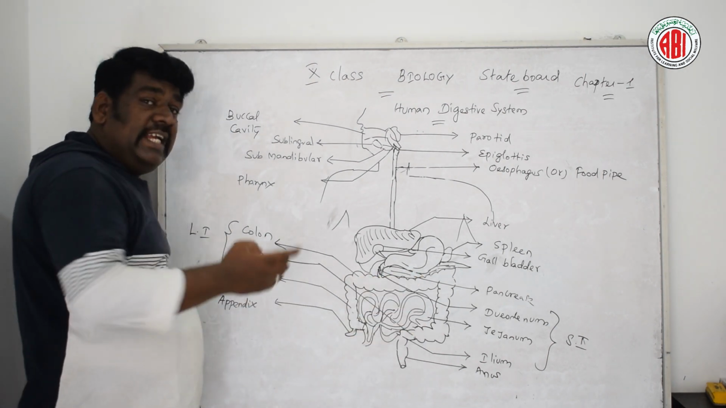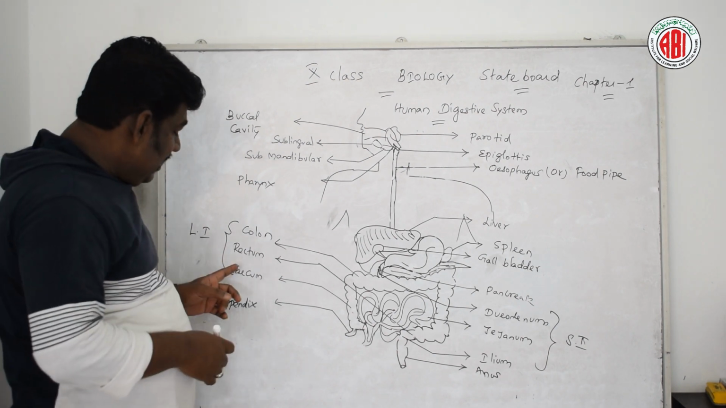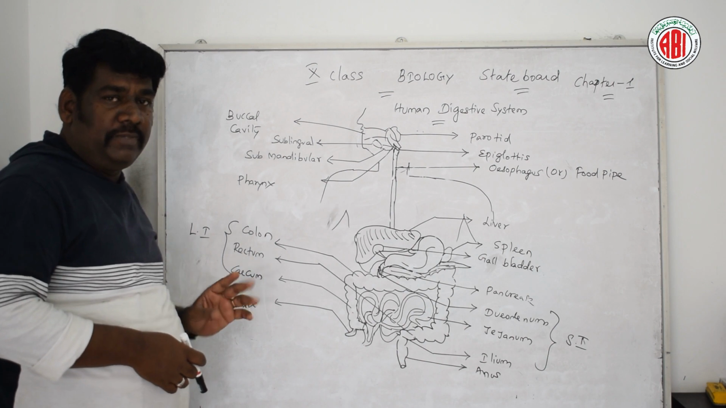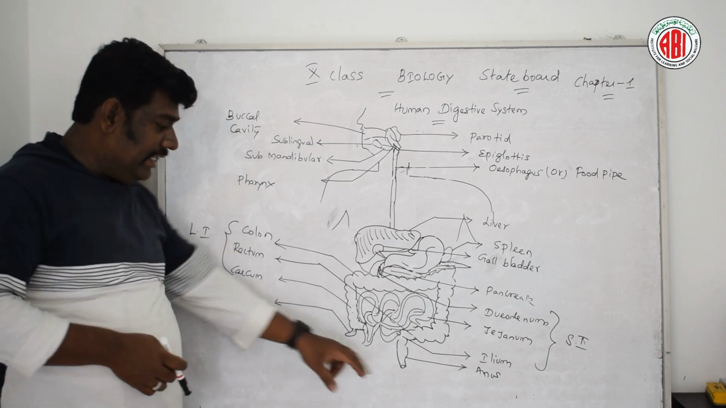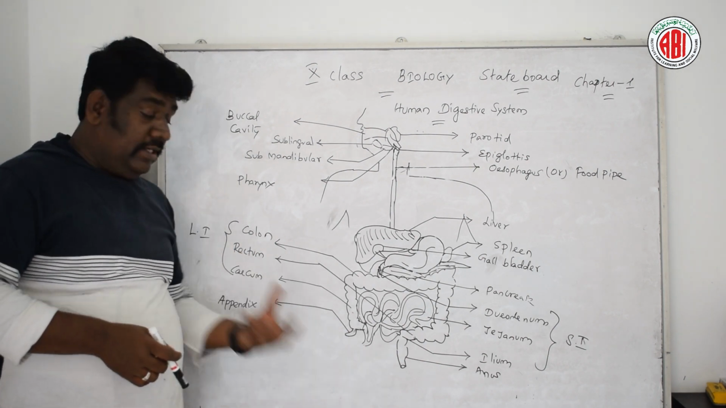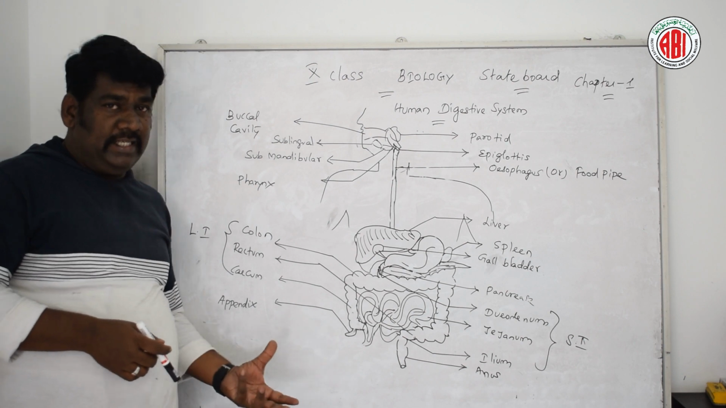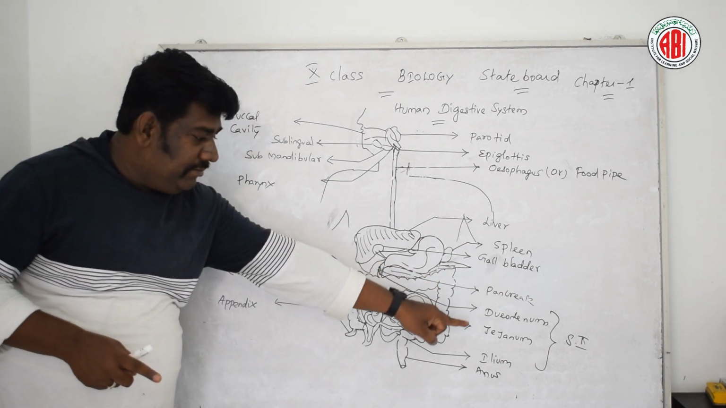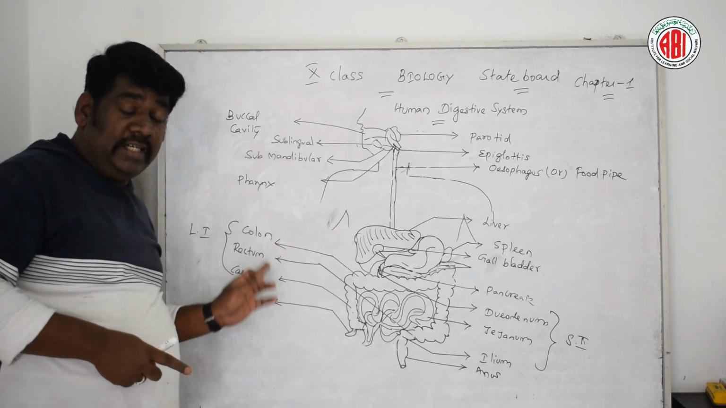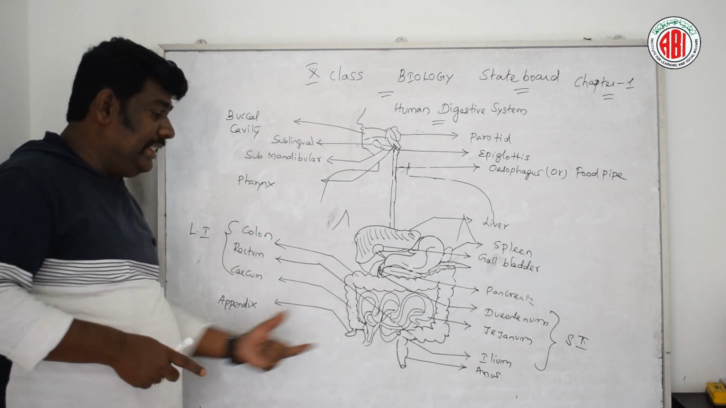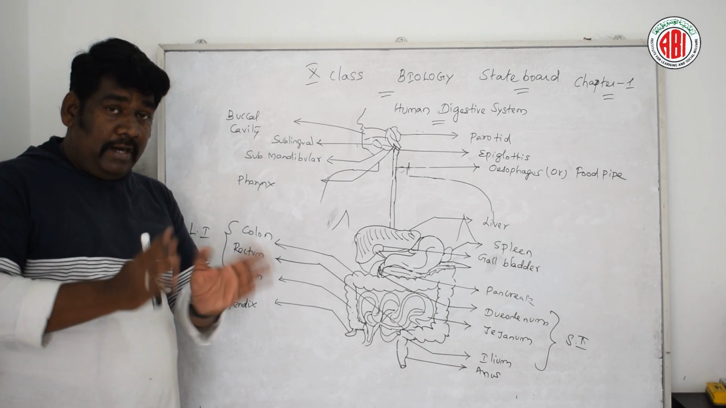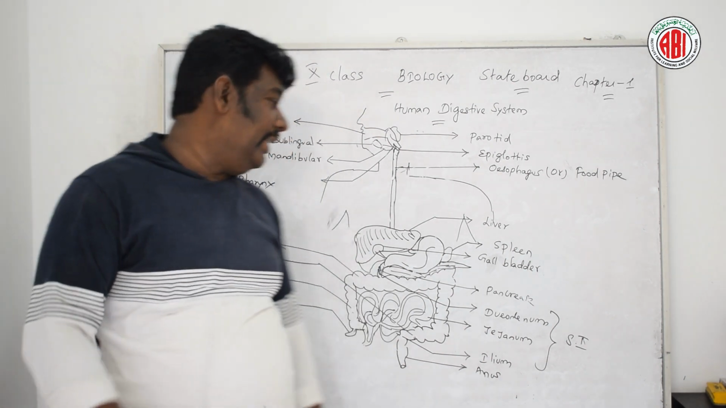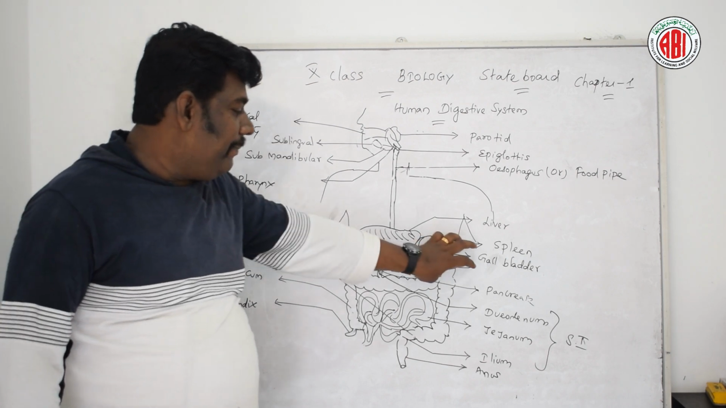In large intestine again 3 labelings are there. See, colon, rectum, cecum. So these are the most important parts in the large intestine, finally ending to anus. So we have got many labelings here: buccal cavity, esophagus, stomach, duodenum, jejunum, ileum, cecum, rectum and colon, appendix, and finally anus. Apart from this, you can write 2 additional important parts, that is liver and pancreas.